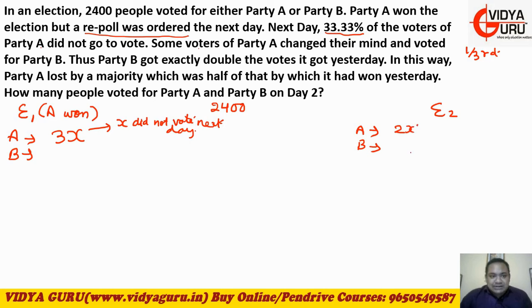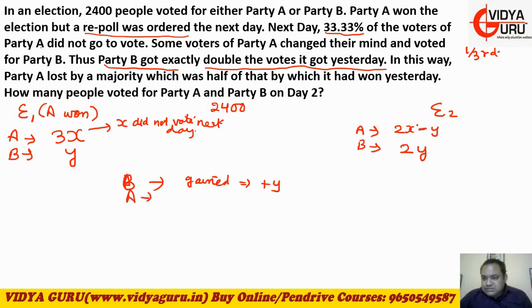So what happened because of that? Thus party B got exactly double the votes it got yesterday. So suppose that yesterday party B had got Y votes. So today party B has got double that, 2Y. So you can say party B has gained Y votes. So it means party A must have lost exactly that much. So these Y votes got transferred from here to here. Why are we subtracting from 2x, why not from 3x? Because it is already given that 33.33% voters did not come out to vote only.